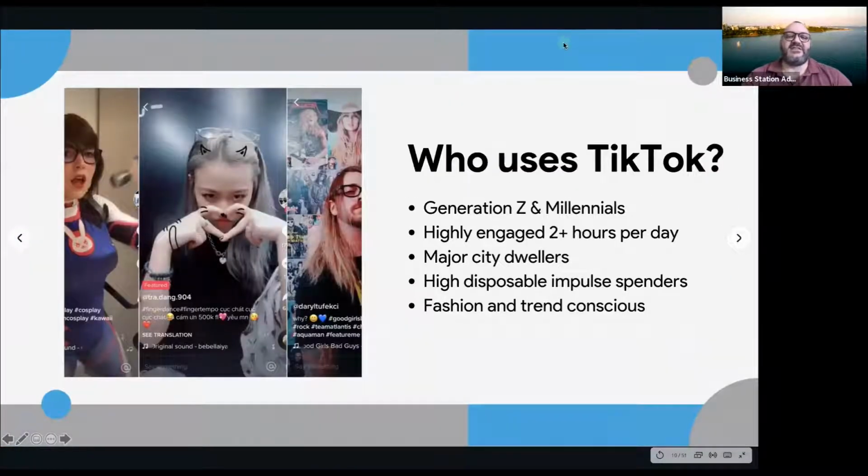So who is it that uses TikTok? Well, unsurprisingly, Generation Z and millennials. So probably the younger end of millennials. So we're not talking about the millennials who are now turning 32, 33. We're talking about the 27, 28-year-old millennials. They're very highly engaged, usually spending a good 2+ hours a day on the platform, which is crazy. You can't spend that much time on a phone, really.